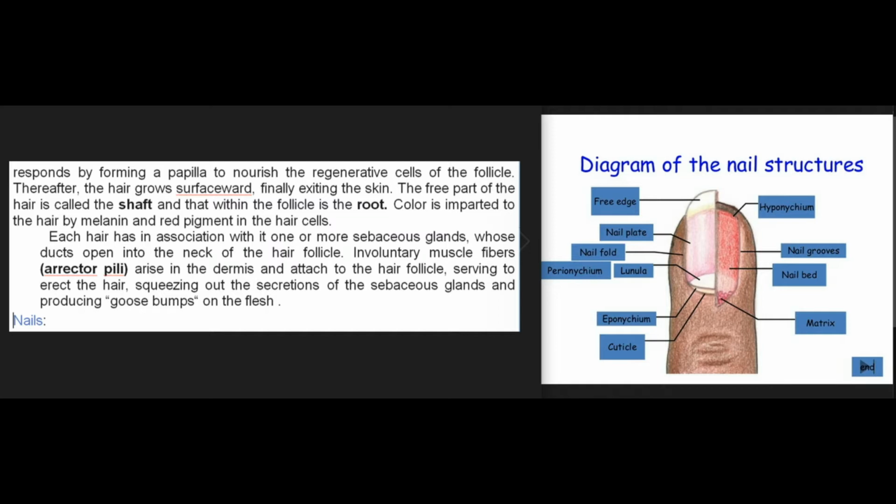Each hair has in association with it one or more sebaceous glands, whose ducts open into the neck of the hair follicle. Involuntary muscle fibers, erector pili, arise in the dermis and attach to the hair follicle, serving to erect the hair, squeezing out the secretions of the sebaceous glands and producing goosebumps on the flesh.